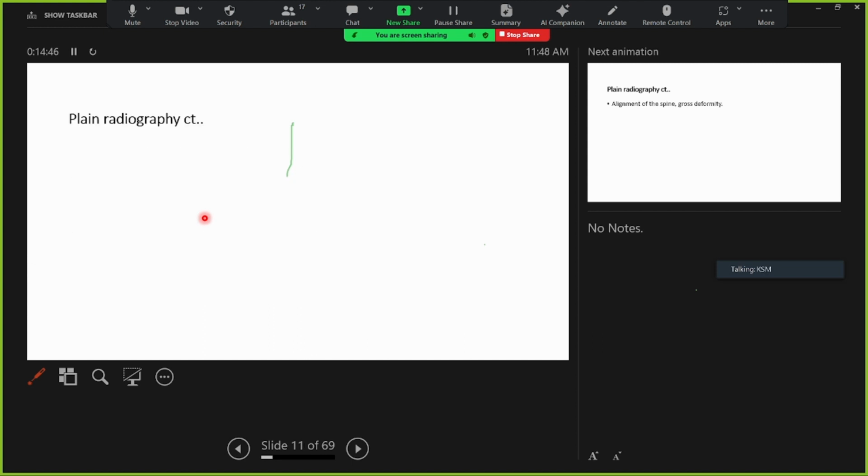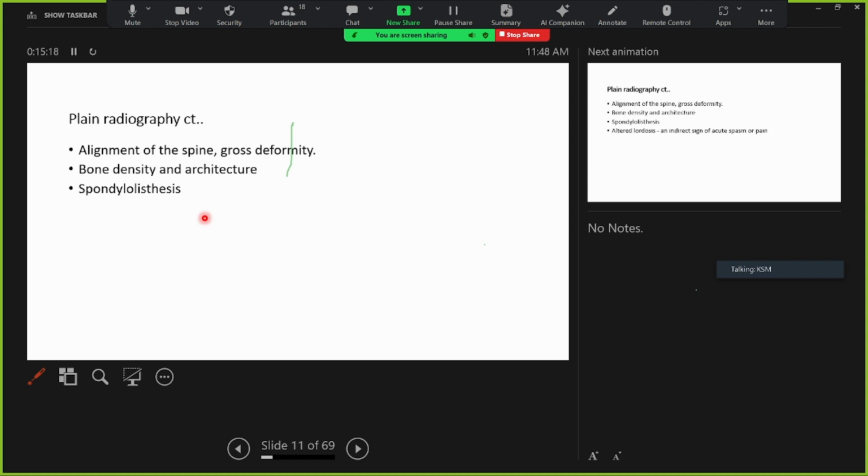Plain radiography: what are the things that we can see in the plain radiography? Alignment of the spine and whether there is any gross deformity. When you look at the X-ray, first you have to see whether alignment is correct, whether there are any gross deformities like scoliosis or kyphosis. And then look for the bone density and the architecture. You look whether it is osteoporotic or whether there is some other abnormality in the architecture.